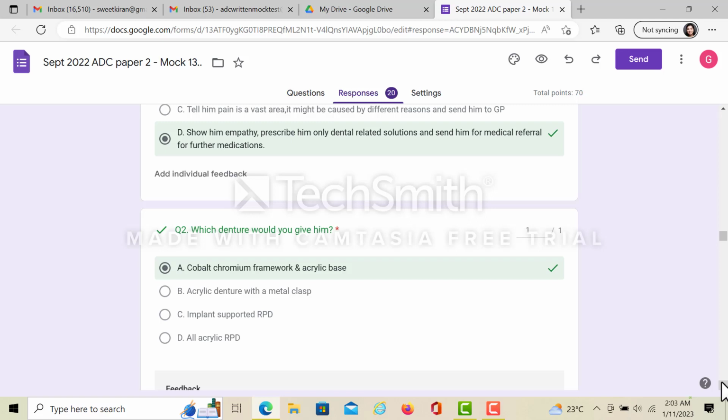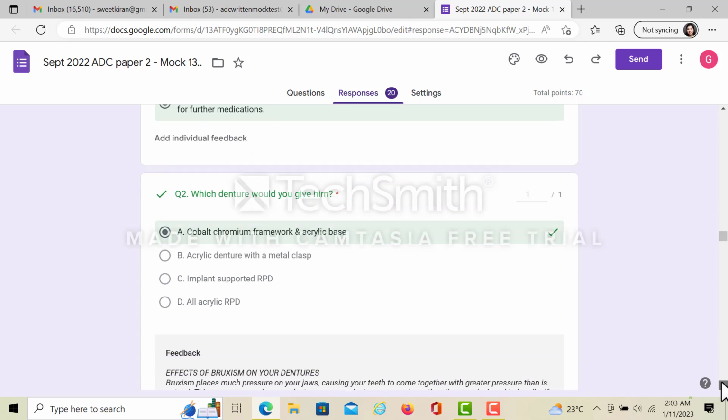The best option is always cobalt chromium because it's more fixed, more retentive, not so bulky, and you can have the taste and temperature sensations from it because it's metallic. So implant supported you can argue, but then it's so expensive and you as a general dentist won't be doing an implant. So at your level, the best option for the patient that you can do is cobalt chromium.